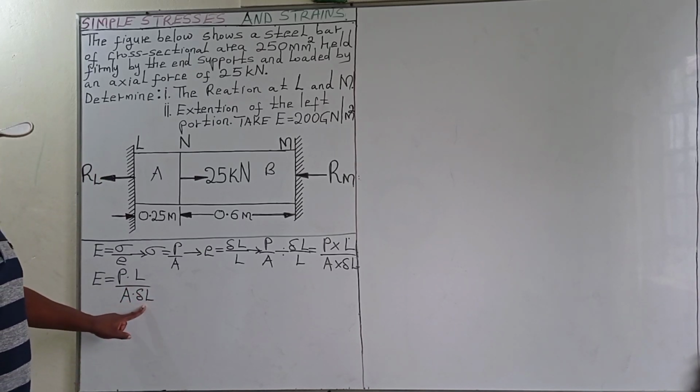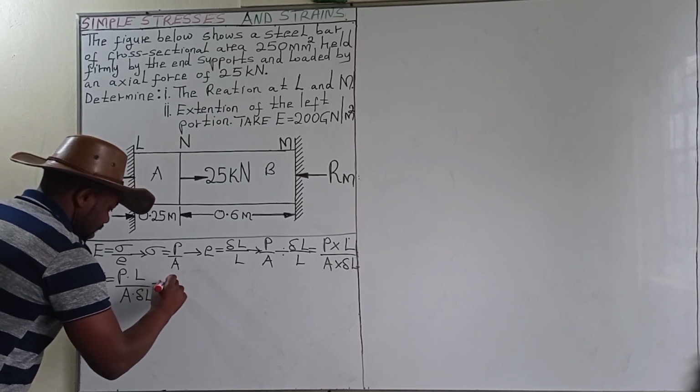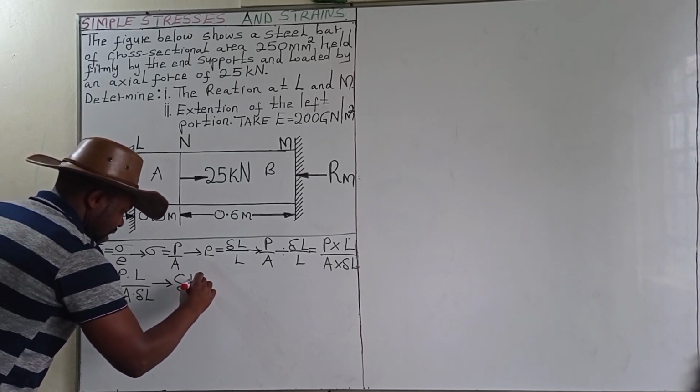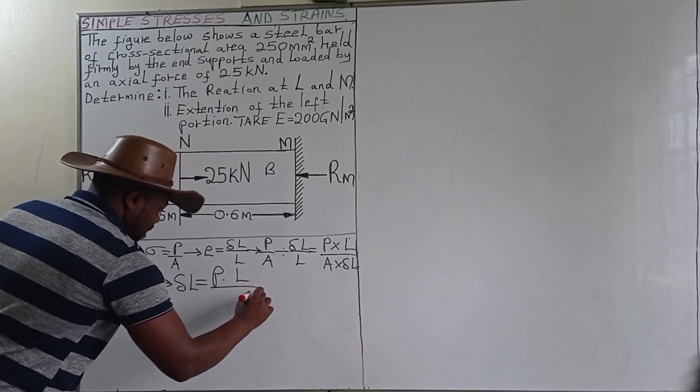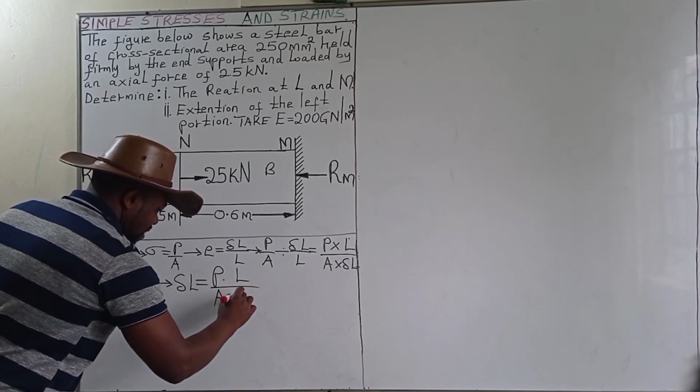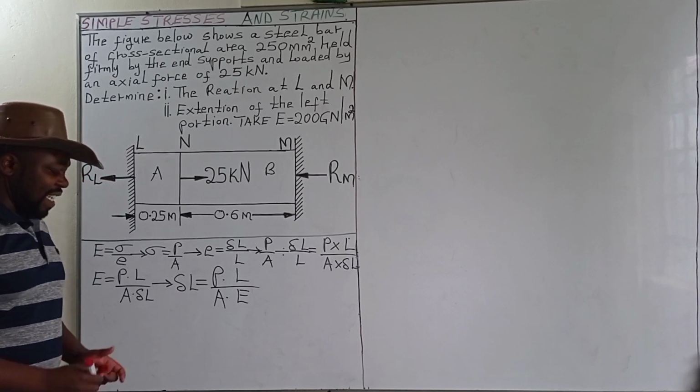We need to make the change in length the subject, and in this case, the change in length will be given by load times length divided by cross-sectional area times the Young's modulus of elasticity.